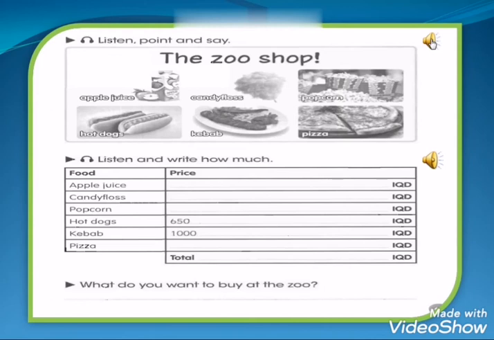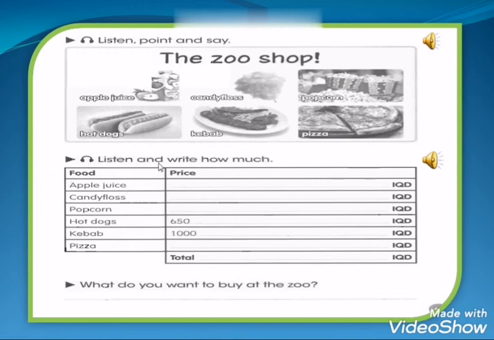Apple juice. Candy floss. Popcorn. Hot dogs. Kebab. Pizza.